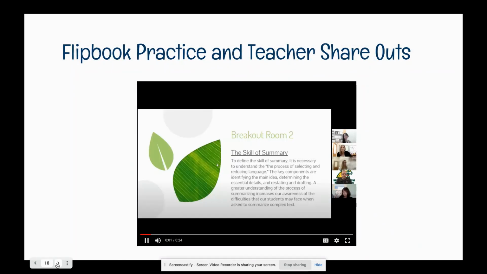And Tim, Mary Claire and Tim. I can do it. The skill of summary. To define the skill of summary, it is necessary to understand the process of selecting and reducing language. The key components are identifying the main idea, determining the essential details, and restating and drafting. A greater understanding of the process of summarizing increases our awareness of the difficulties that our students may face when asked to summarize complex text.